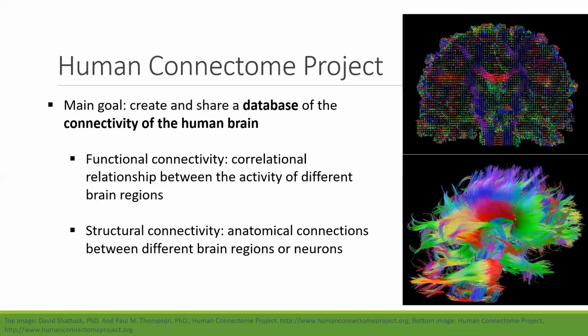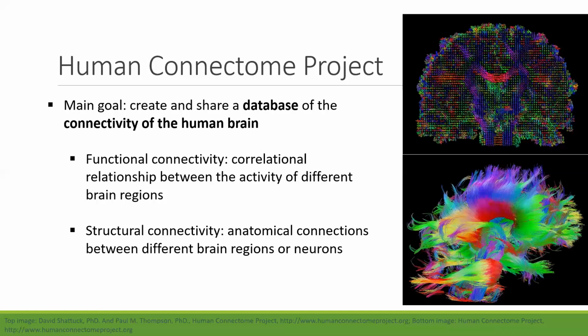So just as a reminder, the functional connectivity is a statistical notion, and it looks at the correlational relationship between the activity of different brain regions. And the structural connectivity looks at the anatomical connections between different brain regions or neurons.